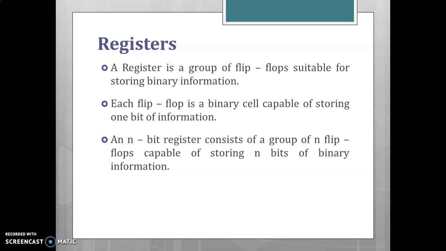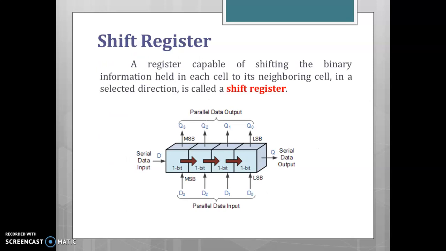Registers are mainly used for storing and shifting the binary data. A register that is used for storing the binary information is called memory register. A register that is capable of shifting its binary information in one or both directions, that is either from right to left or from left to right, is referred to as shift register. The structure of the shift register is shown in the figure.